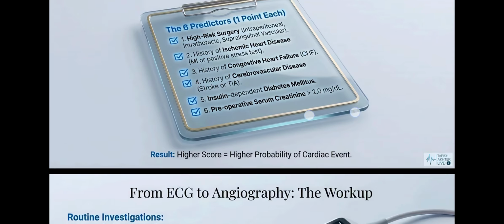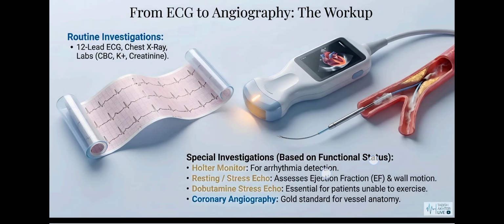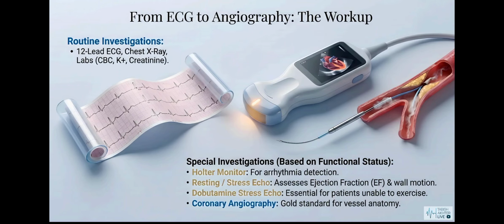Now let's move ahead and talk about the investigations we have to make. We'll do the routine investigations like the 12 lead ECG to look for the electrical activity of the heart, and we'll do the chest x-ray to see the structure and function of the lungs as well as the heart, right? And in the lab tests, we'll see the complete blood count, potassium levels, and creatinine levels to determine the kidney function.